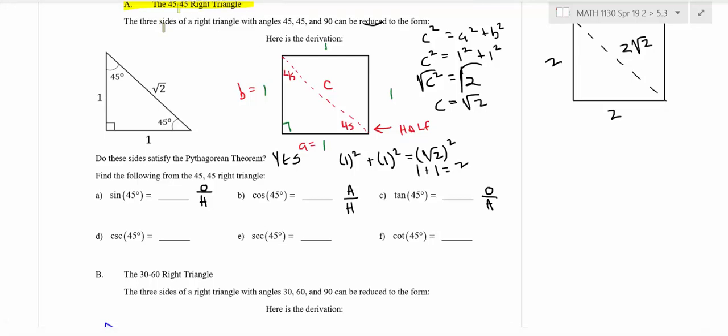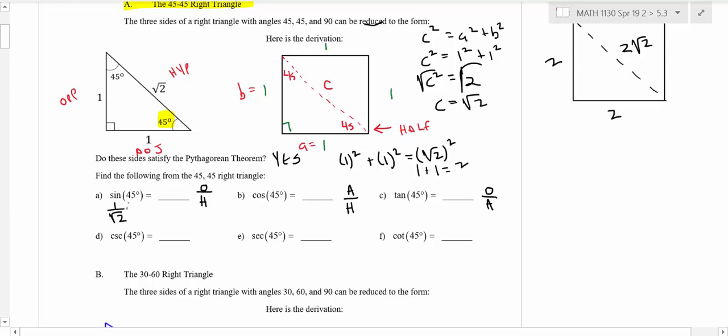Just pick a 45-degree angle. It doesn't matter which one you pick. In relation to this 45-degree angle, that would be the opposite, that would be the adjacent, and that would be the hypotenuse. So the sine of 45 would then be 1 over root 2.